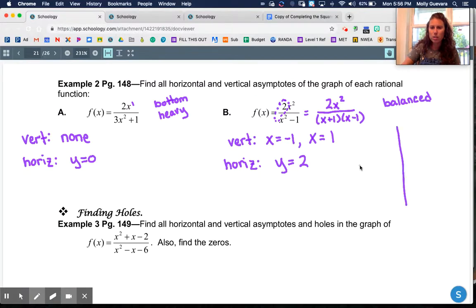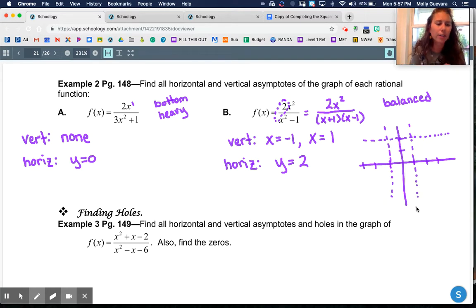So just to kind of show you what we're talking about here, and I'm going to guesstimate. Maybe I should actually draw it. Perfect. Okay, so I have a horizontal asymptote at 2, and I have one vertical asymptote at negative 1, and one vertical asymptote at 1. And at this point, I don't know what else my graph looks like. I could find it. I could show you, because I do. I know, right?